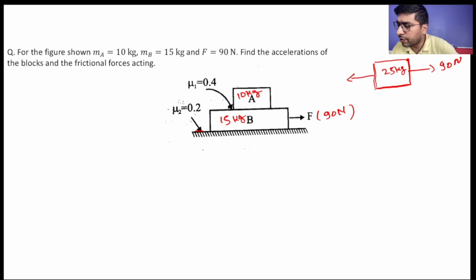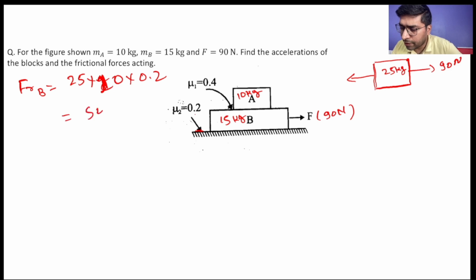And the opposite force will be the friction at the bottom of B. So friction at the bottom of B will be the total mass of this system A and B, that is 25 into g. We can take g directly as 10, into the friction coefficient, 0.2, right? So it's 2 into 25, that is 50 Newton, right? So the opposite force is 50 Newton. Clear? So in that case, what will the acceleration be?